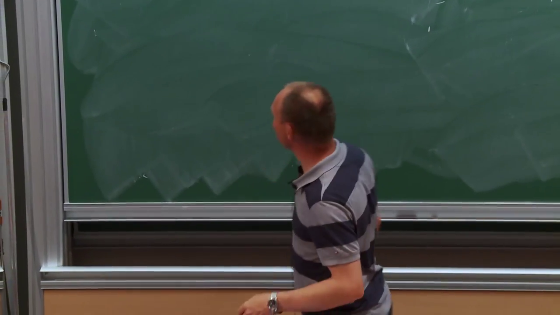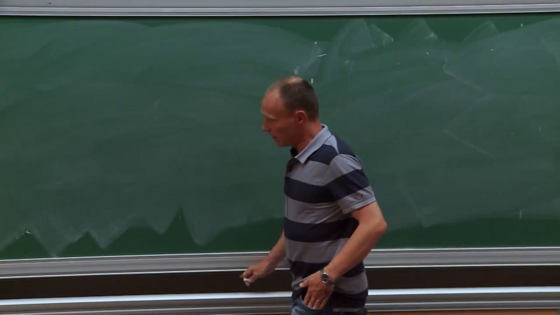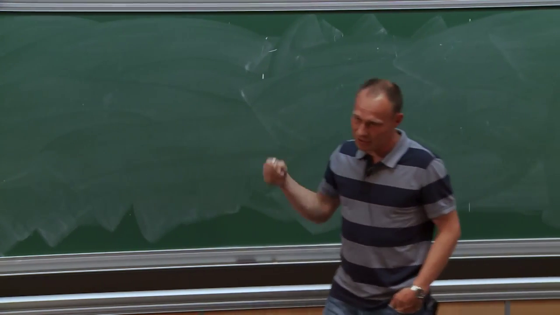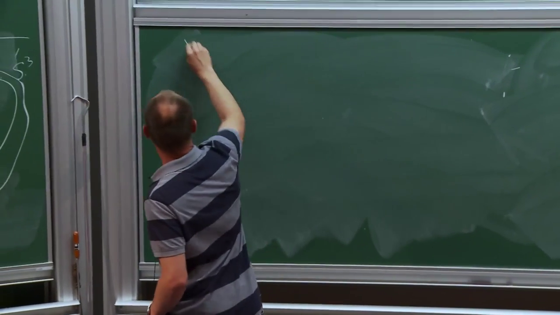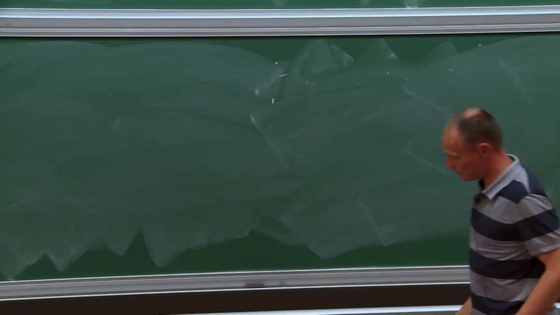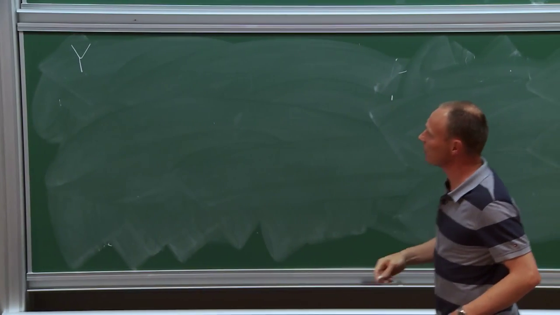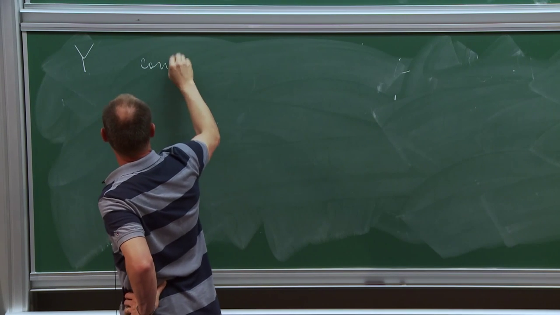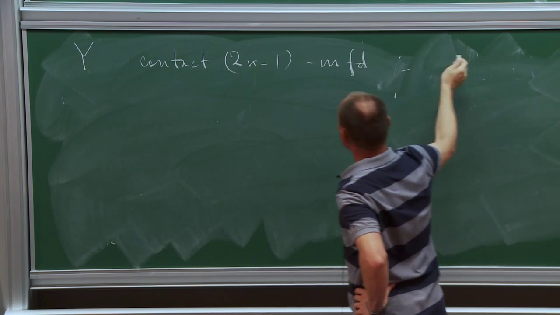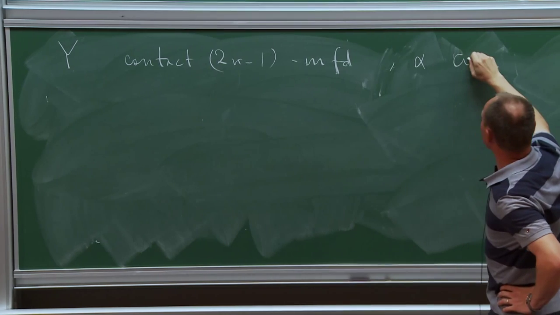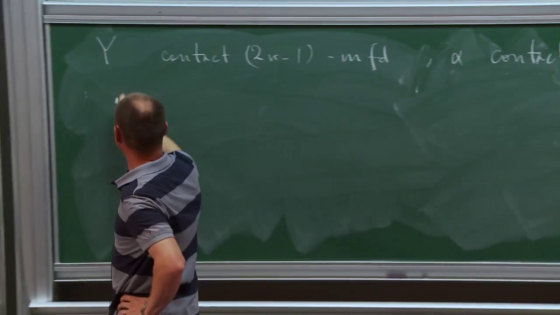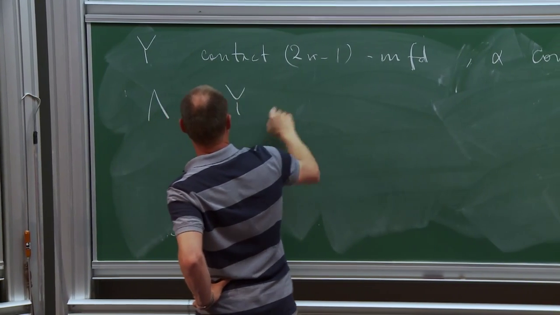Okay, so what I'm going to do next is describe for you Legendrian contact homology in a setting which is sufficient for what we are going to do later, but not completely general. It will be the unit cotangent bundle of R3, but I will start out a little bit more generally. So Y is a contact 2n minus 1 manifold, and the contact form alpha is the contact 1-form. And inside this Y, we have a Legendrian submanifold.